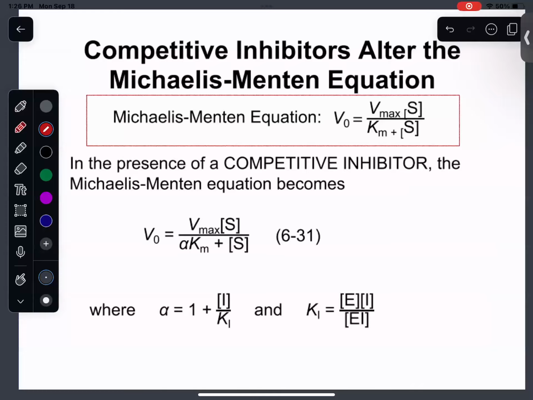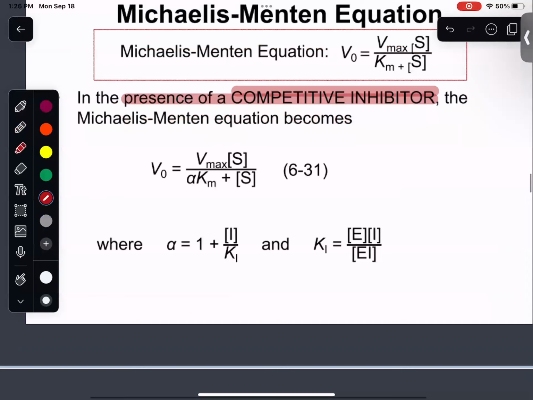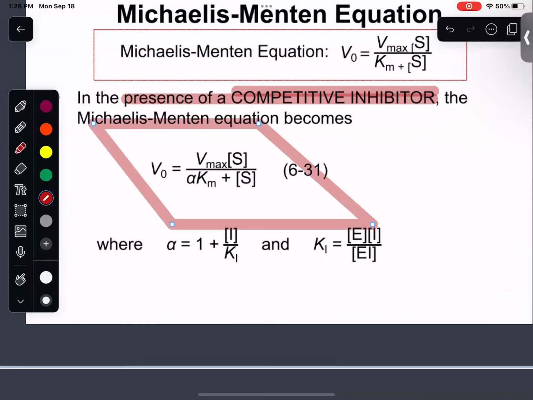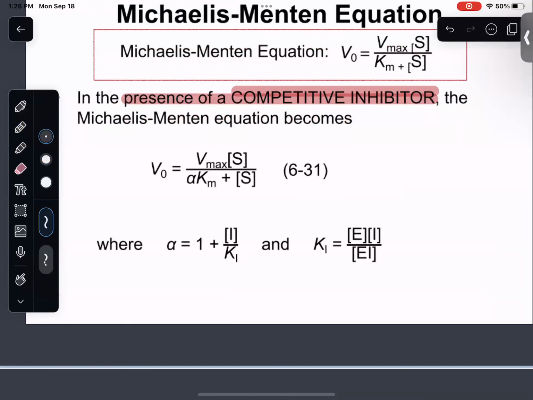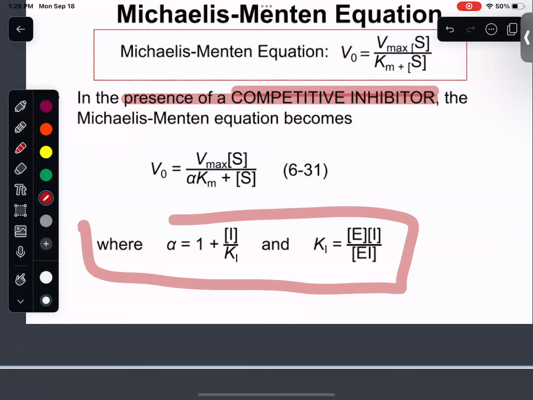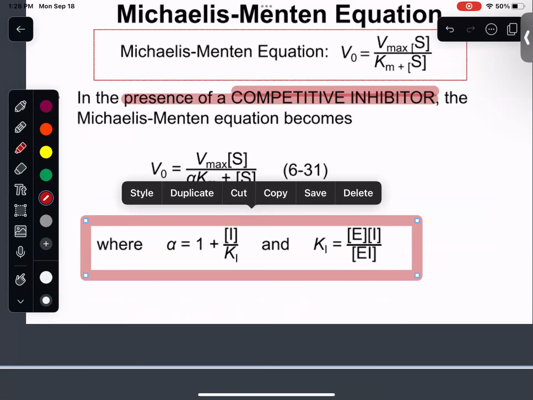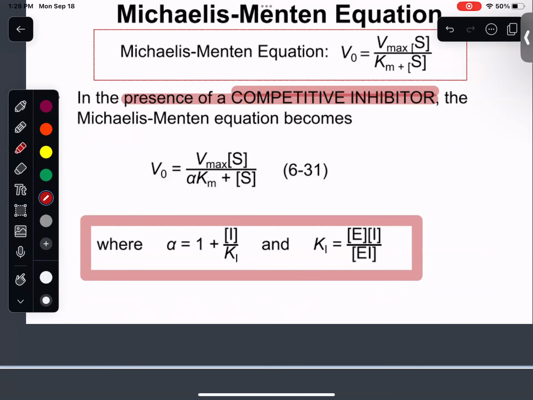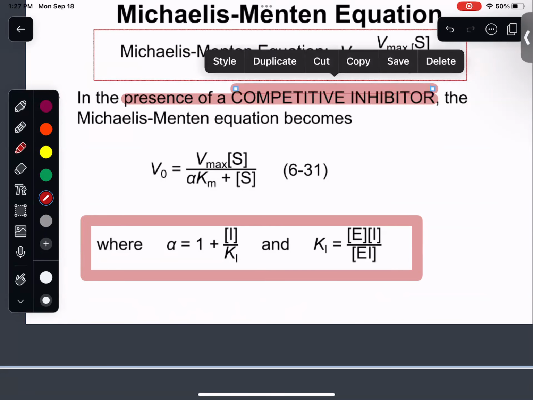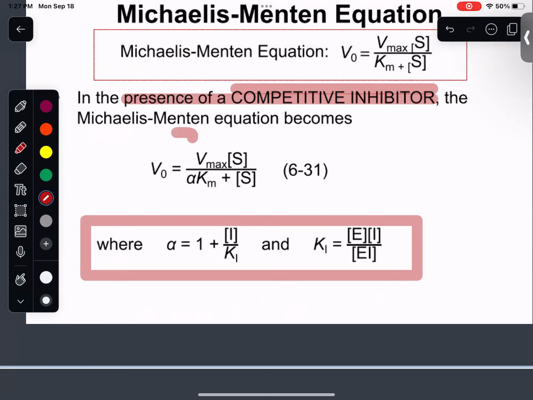Now, in the presence of a competitive inhibitor, emphasis on competitive inhibitor, the Michaelis-Menten equation becomes this right here, okay? Now, I don't want you guys to get too bogged down with these details here. Yes, they are important. Yes, you should know them. And yes, they might be actually what differentiates the person who gets a 100 on the test from the person who gets a 93 on the test. Okay, I'm not going to tell you that this information is not important, but for now, while we're getting the basics, I think it might be more useful to just focus on this portion here.